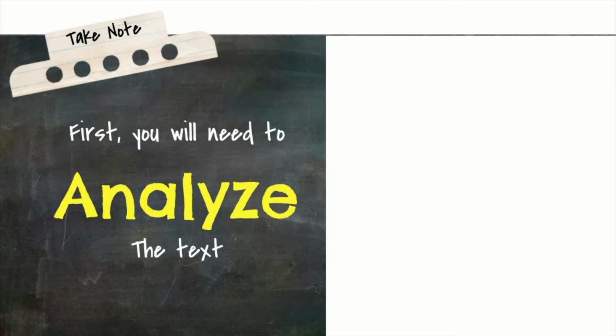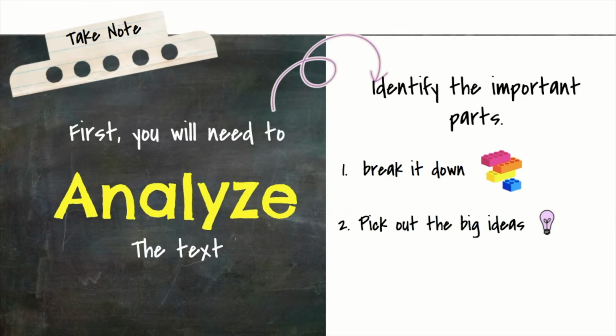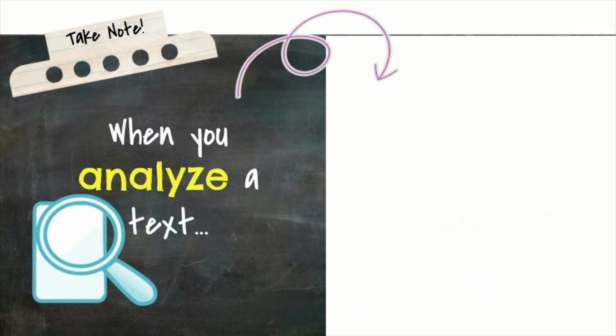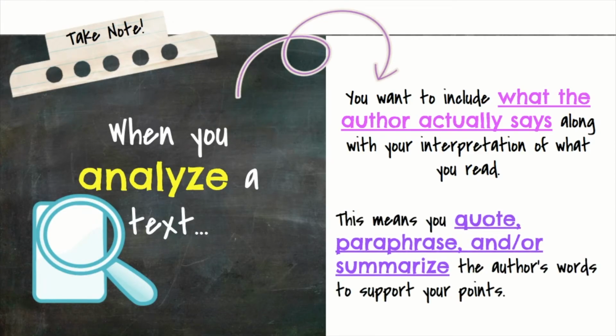First, before we can even talk about text evidence, we have to analyze the text. There are three ways we do that. We have to identify the important parts by, number one, breaking down the text; number two, picking out those big ideas; and third, identifying the reasons and supporting evidence. When you analyze a text, you want to include what the author actually says, along with your interpretation of what you read. This means you quote, paraphrase, and or summarize the author's words to support your points. You can't just put your answer in there without backing it up. You have to back it up with what the text says. That makes a strong analysis.